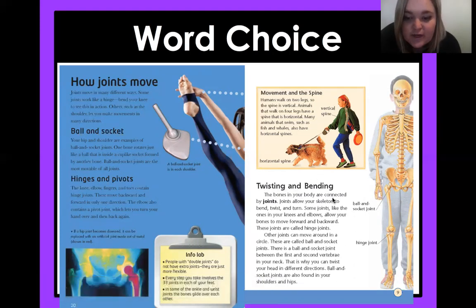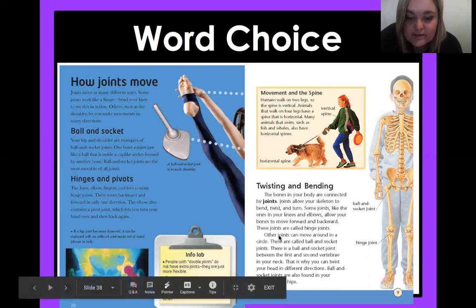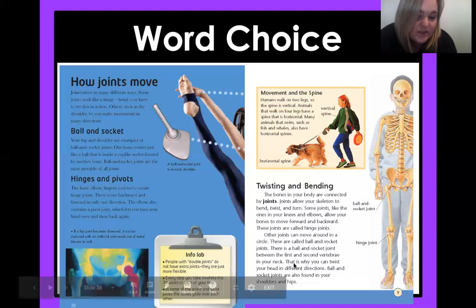The bones in your body are connected by joints. Joints allow your skeleton to bend, twist, and turn. Some joints, like the ones in your knees and elbows, allow your bones to move forward and backward. These joints are called hinge joints. Other joints can move around in a circle. These are called ball and socket joints. There's a ball and socket joint between the first and second vertebrae in your neck. This is why you can twist your head in different directions.